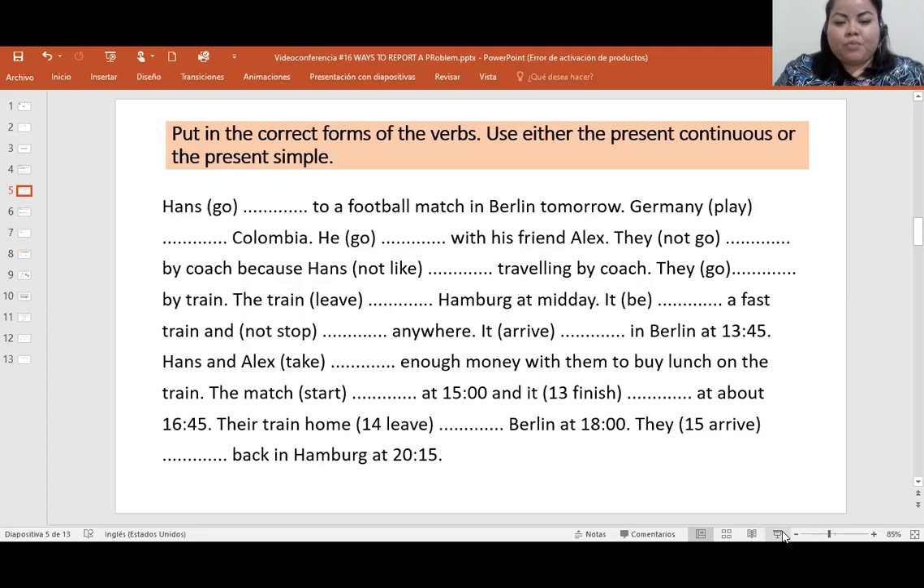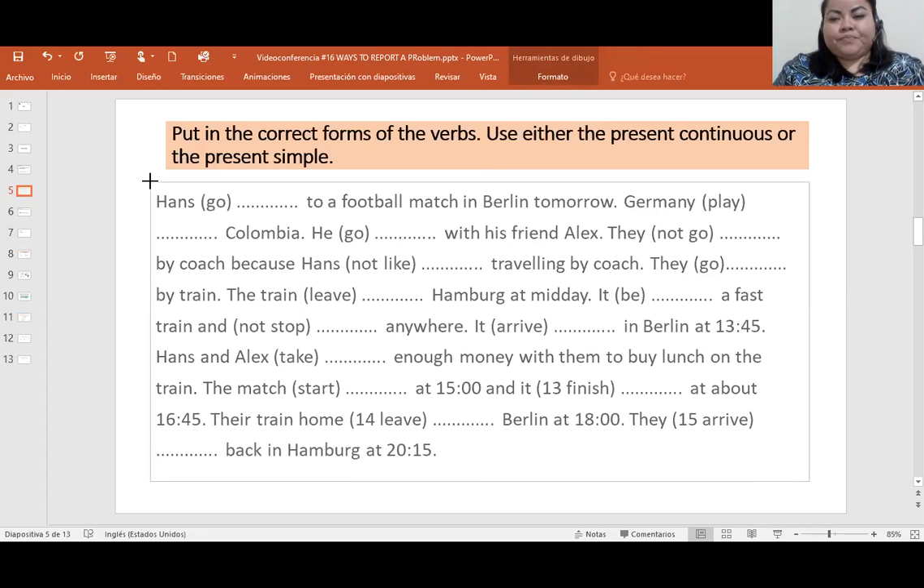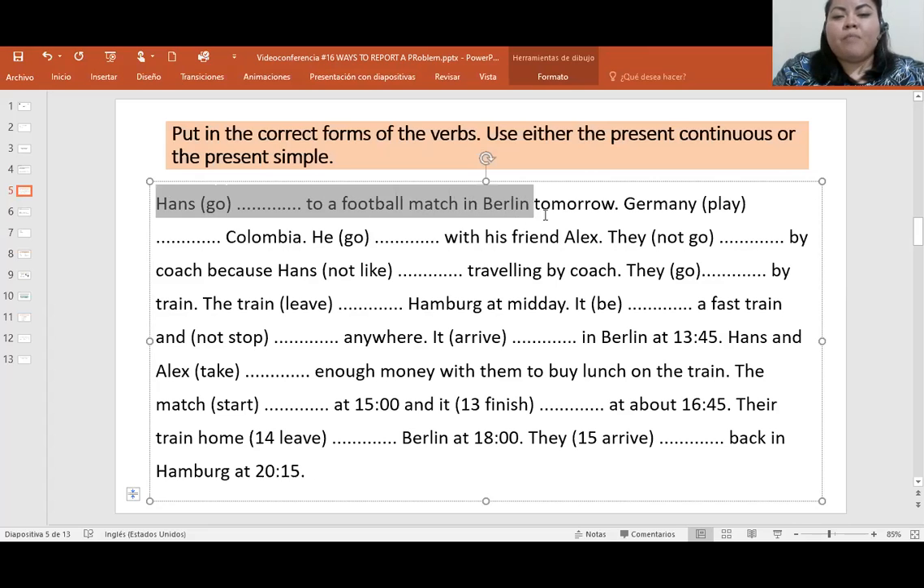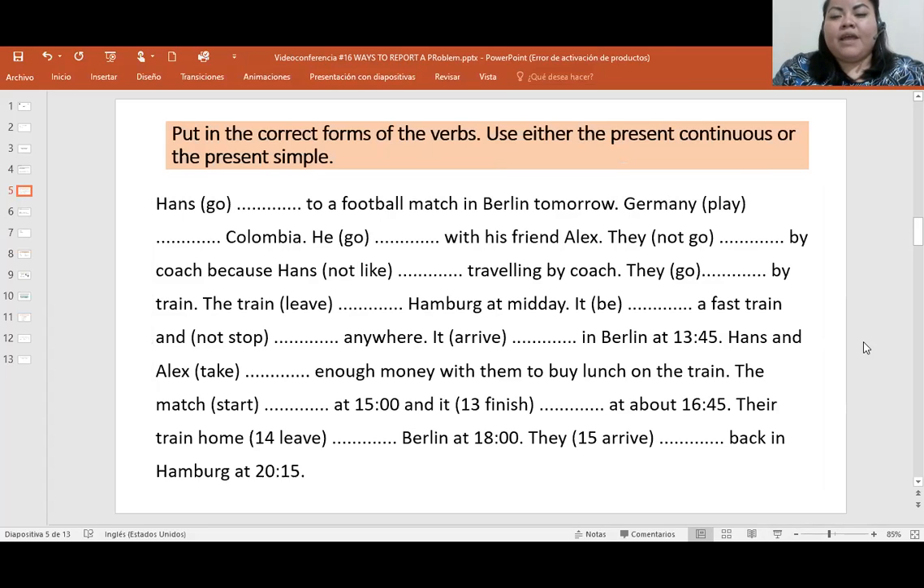Okay. Now let's do number one. We have this one. Look at this. Okay. Vamos a ver todo. No vamos a solamente tratar de entender las palabras, sino el contexto de lo que estamos leyendo. Okay. Let's read number one. It says Hans. Hans es un nombre. Hans, go to a football match in Berlin tomorrow. What do you think is going to be the use here? Ana Gabriela, present progressive or simple present? Present progressive. Okay, very good.